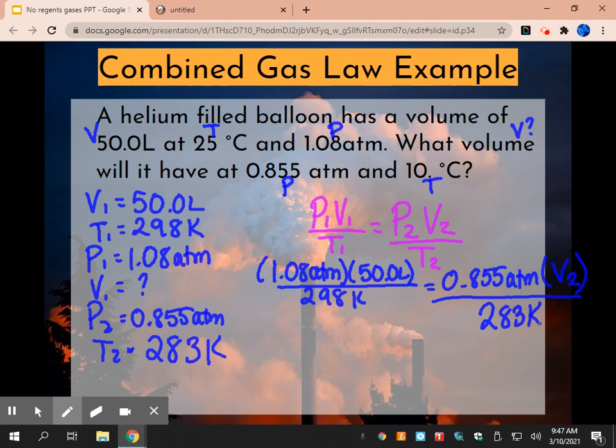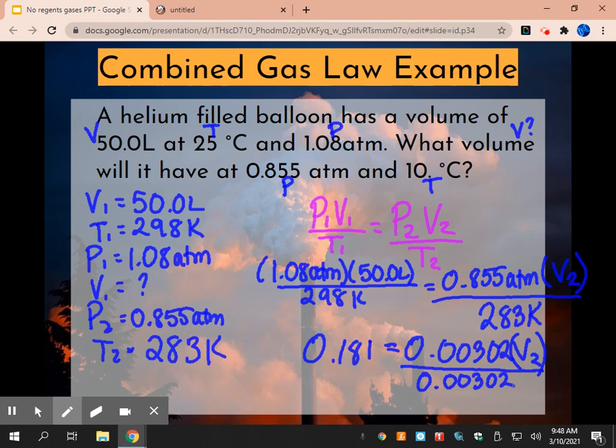So I'm going to solve for the number on the left, 1.08 times 50 divided by 298 Kelvin. I get 0.181. I'll go 3 sig figs. Is equal to, now I'll do 0.855 divided by 283, and I'll get 0.00302 times V2. That's still what I'm looking for. I'll divide by 0.00302.